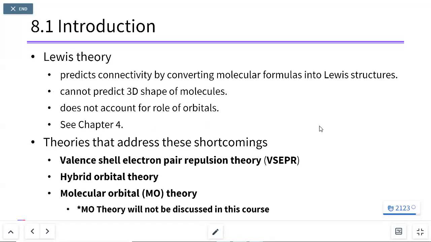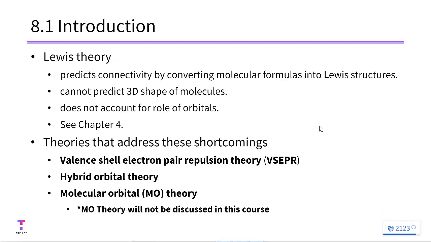First of all, it doesn't do a good job of predicting three-dimensional shape. And part of that is because we're really limited to a two-dimensional flat piece of paper. So there are problems with that. The other thing that it doesn't do, it doesn't give us a whole lot of room to figure out how it came together.